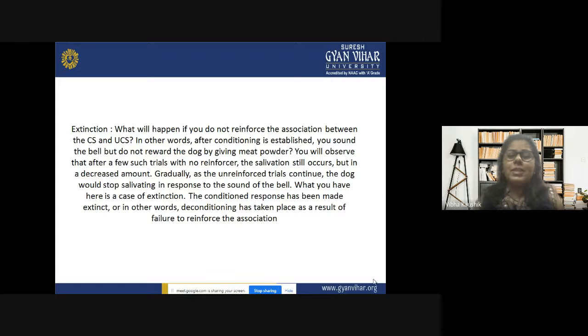but in a decreased amount. The amount of salivation will decrease gradually as the unreinforced trials continue, meaning the meat will not be presented to the dog. The dog would stop salivating in response to the sound of the bell. A time comes when the dog stops salivating in response to the sound of the bell. What you have here is a case of extinction.